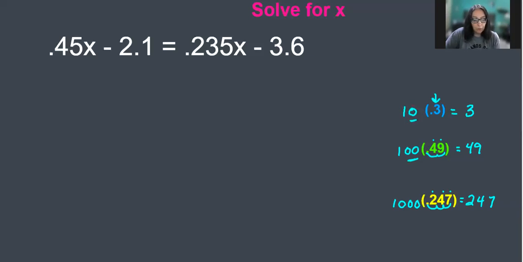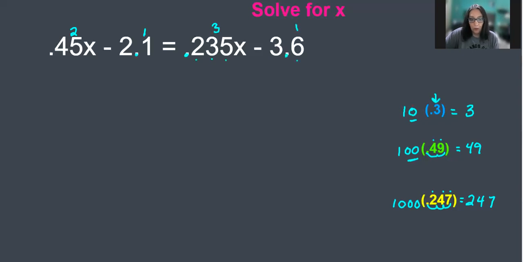We have 4 terms. The terms are always separated by a plus or minus sign. So when I look at this first term, 0.45 times x, to get rid of the decimal, there's 2 numbers after the decimal. So here I would have to multiply by 100. Here's the decimal. How many numbers are after the decimal? 1. The next one, here's your decimal. How many numbers come after it? 1, 2, 3. 3. And finally, here's my decimal again. How many numbers come after it?